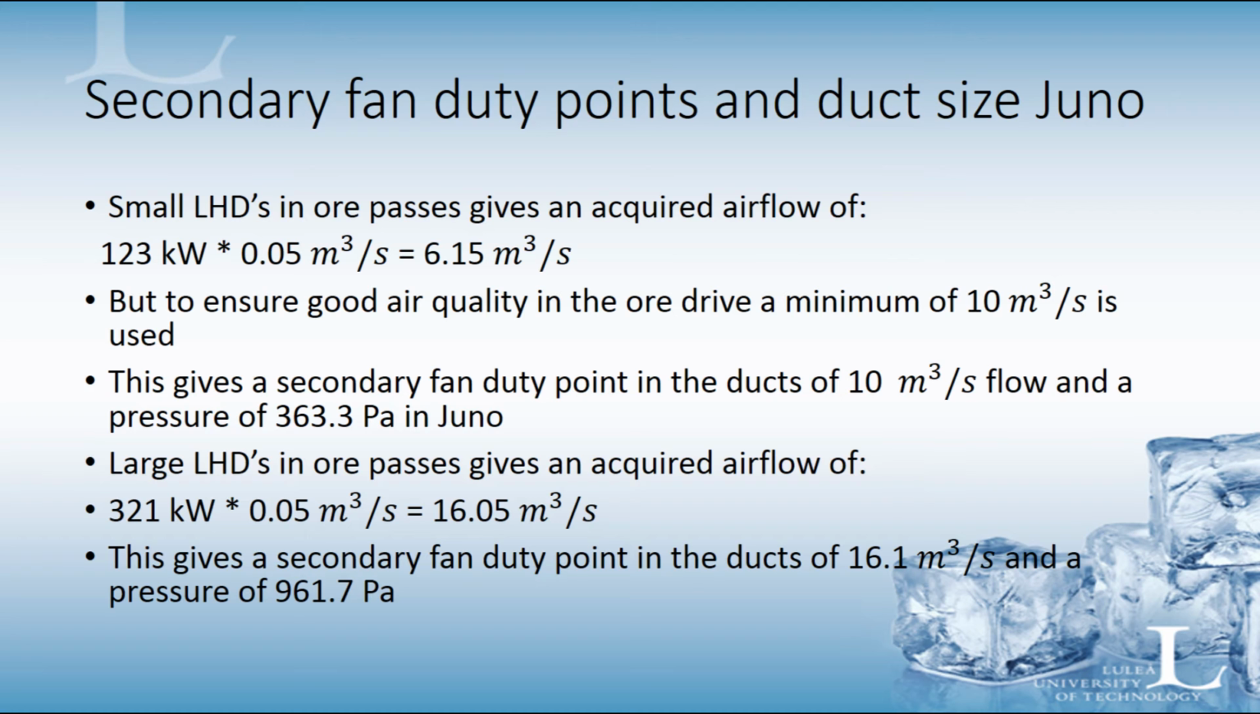This gives a secondary fan duty point in Juno, where the flow is 10 cubic meters per second and the pressure is 363.3 Pascal. In Jupiter, the flow is 16.1 cubic meters per second and the pressure is 962 Pascal.